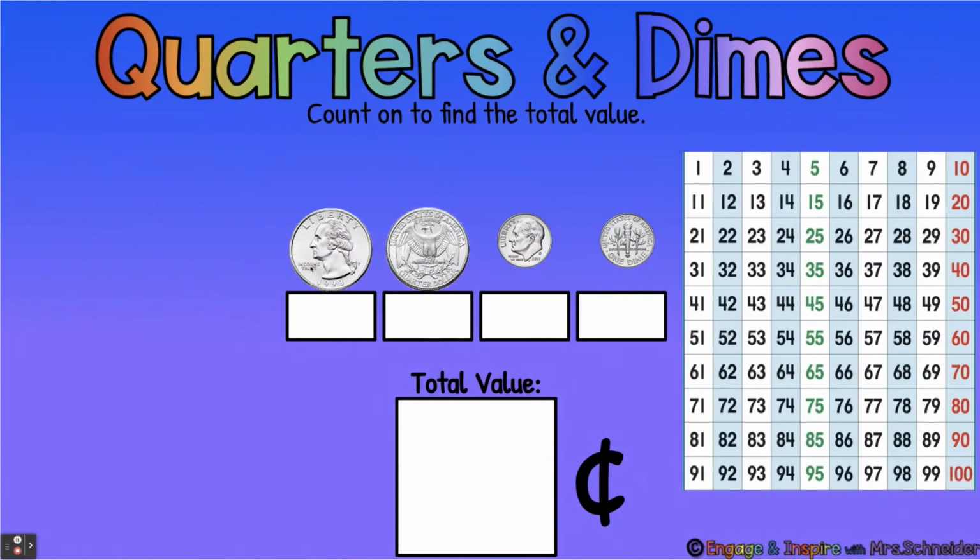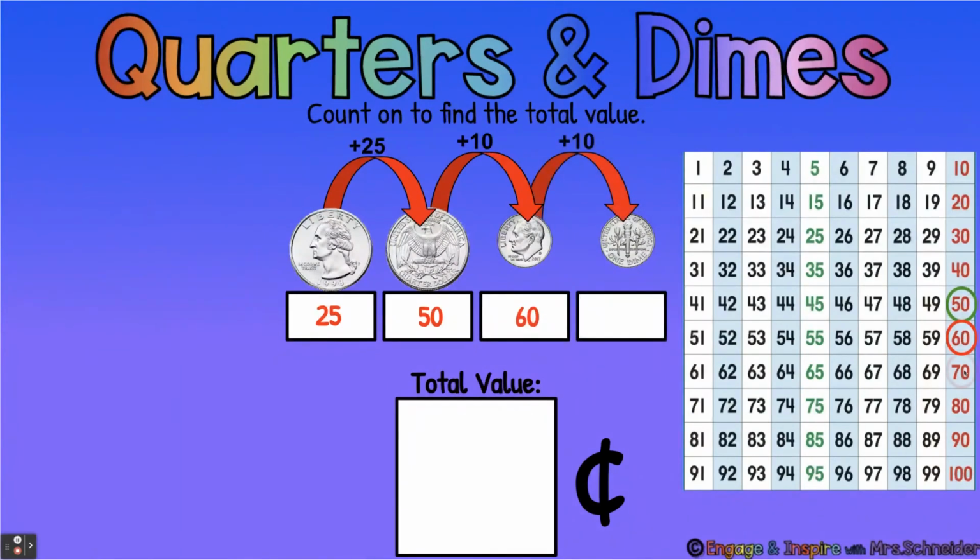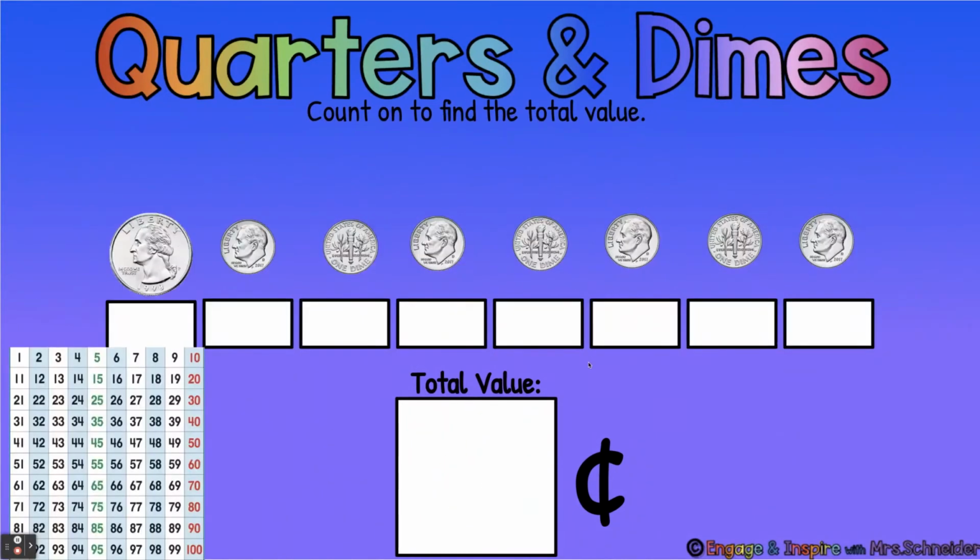Okay, let's do this one. 1/4 is 25. 2/4 is 50. Okay, let's put our finger on the 50 on the hundreds chart. Okay, we're going to add 10. That means we're going to go one number down. What's that number right below 50? 60. Okay, we're going to add 10 more. So we're going to go down one more. 70. Our total value is 70 cents. Good job. Ooh, it's getting harder.